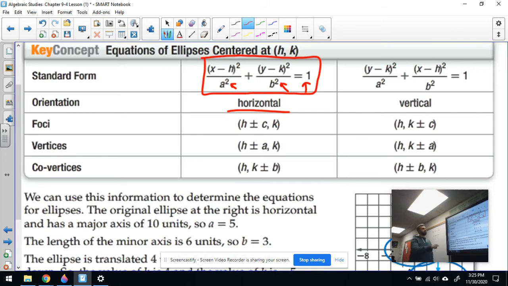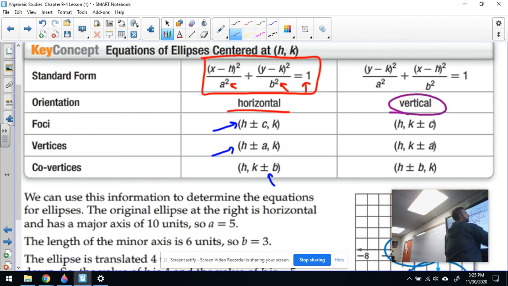We also notice that in our foci, still the x is what changes. In our vertices, it's h plus or minus some value of a, and in our co-vertices, it's k plus or minus some value of b. We can figure this out. Sometimes it's easy when we graph it, but sometimes we don't need to graph it. We can just look at it algebraically and figure out our values of a, b, and c.